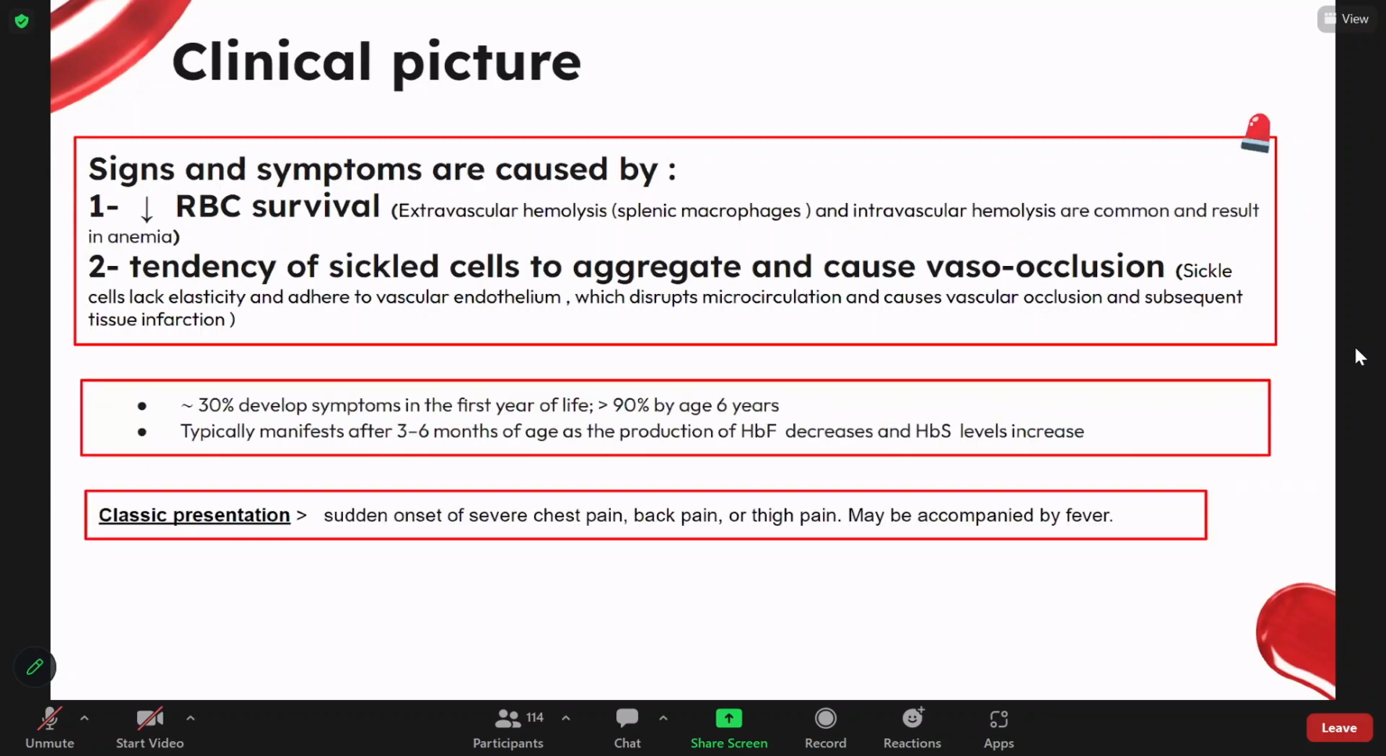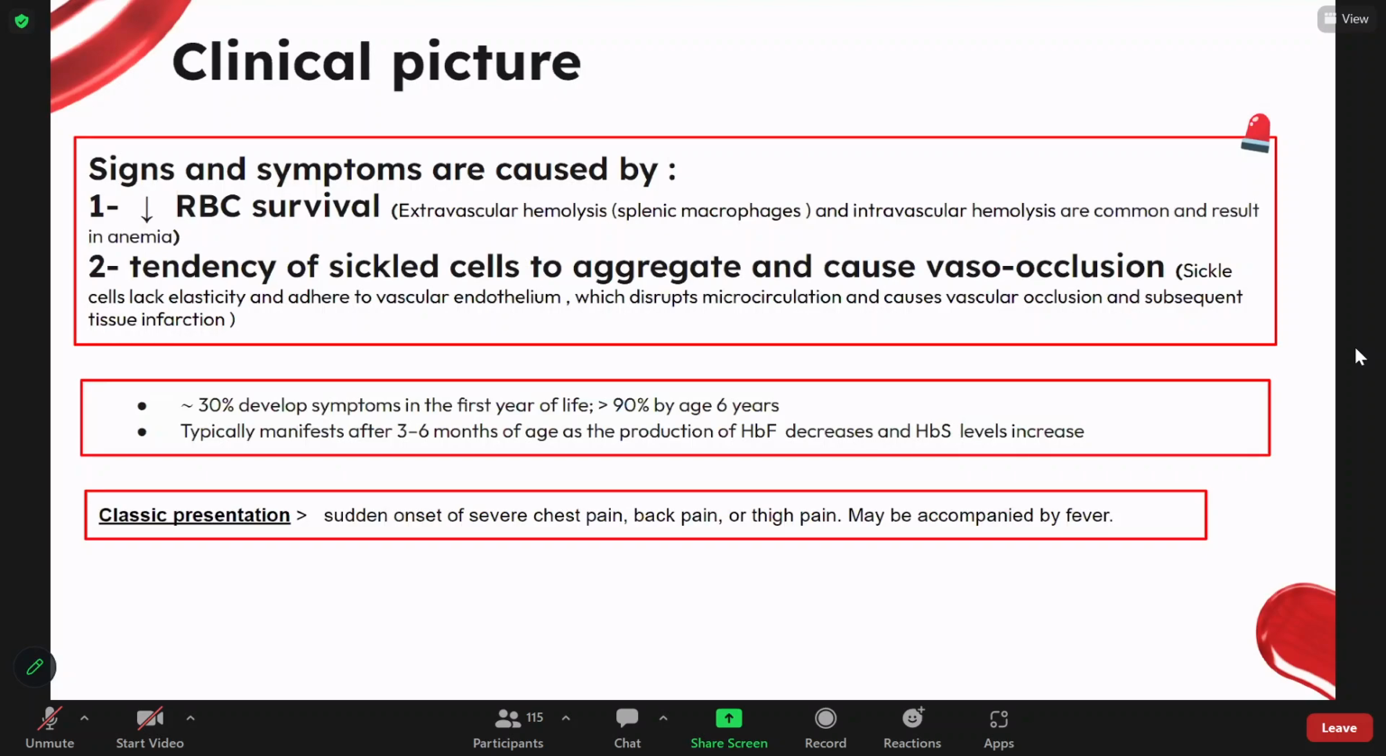So mostly the manifestations will present after 3 to 6 months of age, as hemoglobin S increases instead of hemoglobin A, and the hemoglobin F level decreases. So approximately 30% of patients develop symptoms in the first year of life.